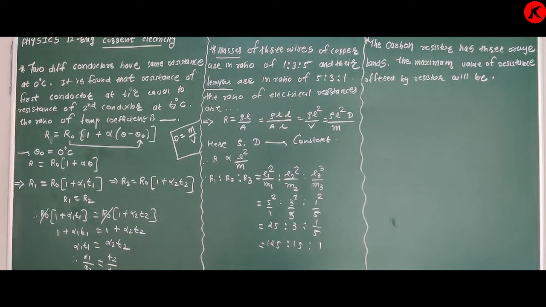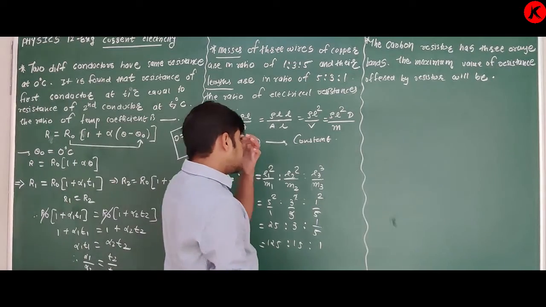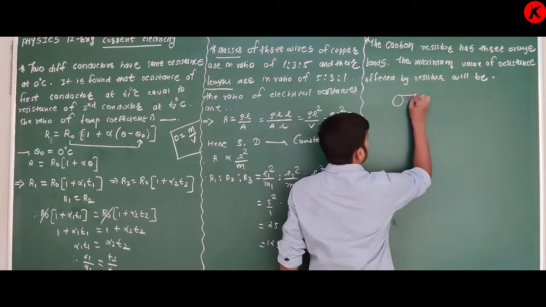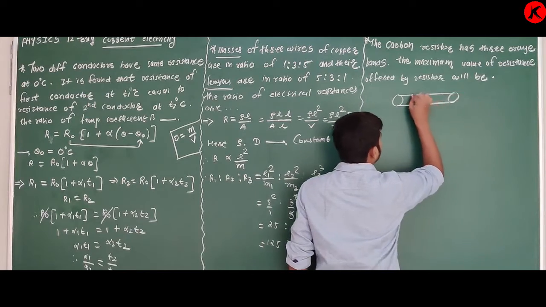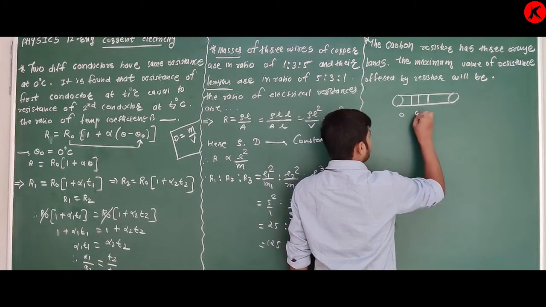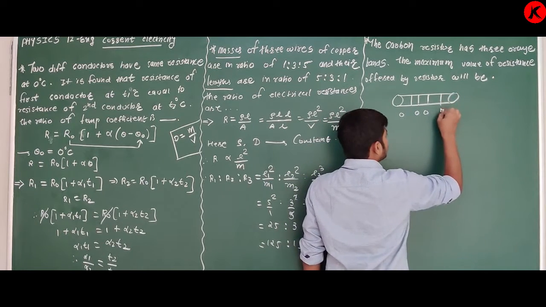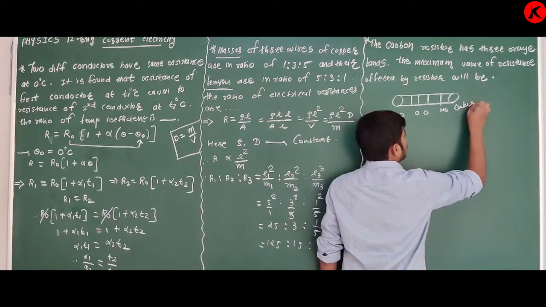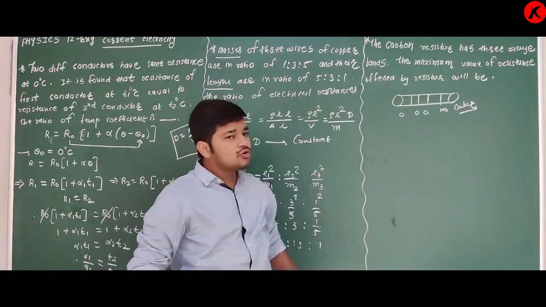See, a carbon resistor has 3 orange bands. The maximum value of resistance offered by the resistor will be? You are given 3 orange bands, orange and orange, so the fourth one is no color.